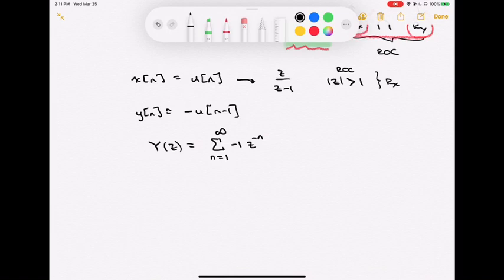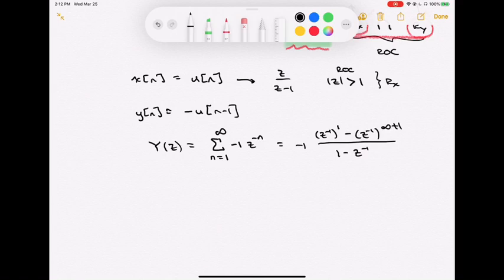This is a geometric sum, right? So this geometric sum is going to have that -1 scale factor. The ratio here is z to the -1, or 1 over z. So I'm going to have z to the -1 raised to the lower limit 1, minus that ratio again, z to the -1 raised to the infinity plus 1, if you want to call it that, all divided by 1 minus the ratio, 1 minus z to the -1.